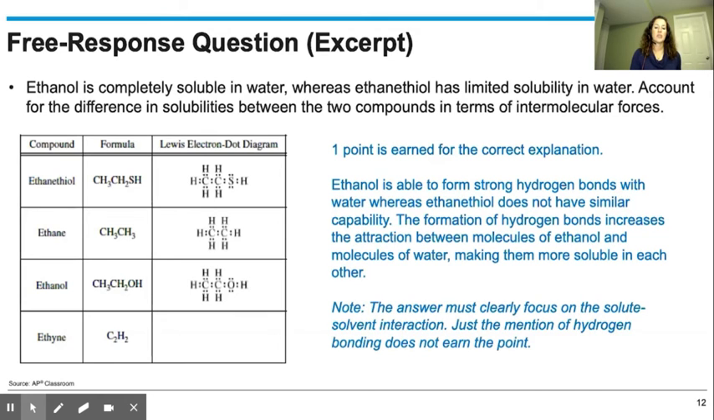Please notice that your answer must clearly focus on solute-solvent interactions. So just mentioning hydrogen bonding does not earn the point. Sometimes students will say something like, ethanol has hydrogen bonding, and that would just be your final answer. And that would not actually earn this point. So you definitely have to talk about the different molecules and how their interactions are with water in order to earn this point. You also need to make sure you always talk about both molecules in your answers in order to earn your points.